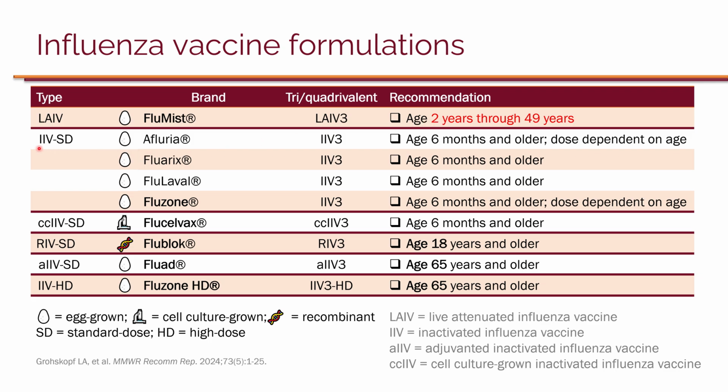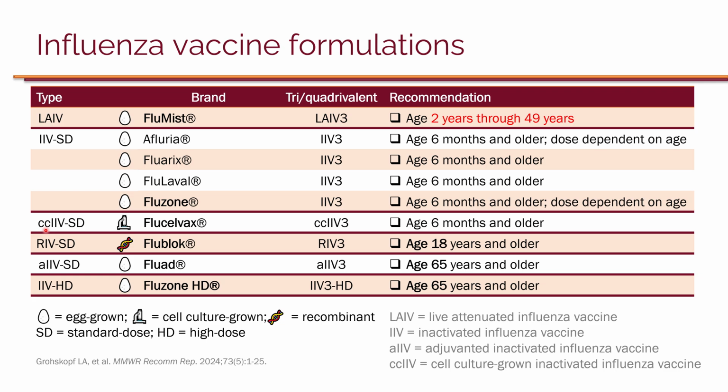Then we have inactivated influenza vaccines. So these are not live, but they are all egg-based. So there are different formulations. So these are all trivalent, by the way, everything in this table. And this is for age 6 months and older. Then we have our first non-egg-based, so this is cell-cultured vaccine. So cell-based refers to how the flu vaccine is made.